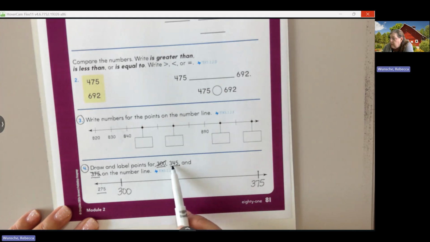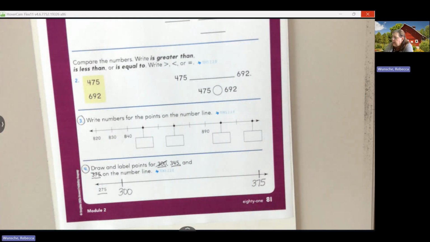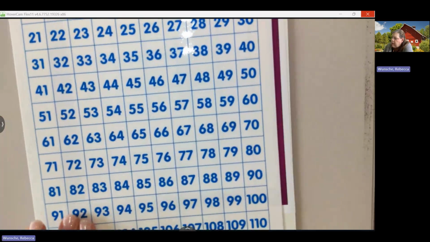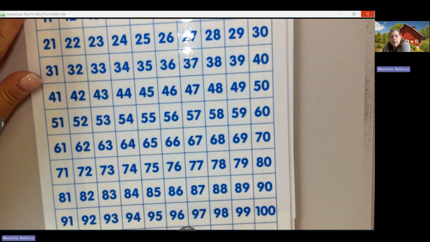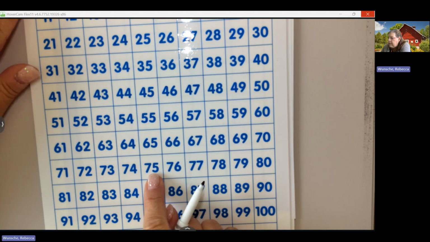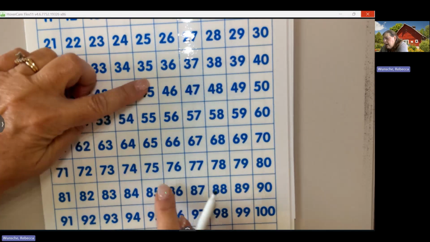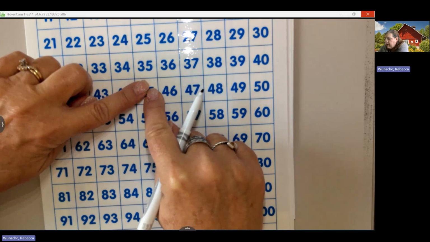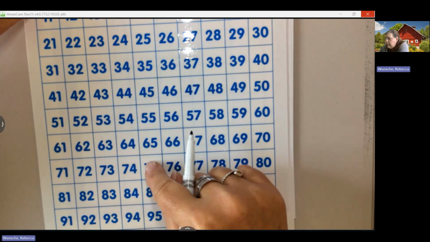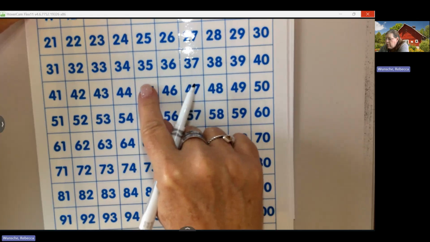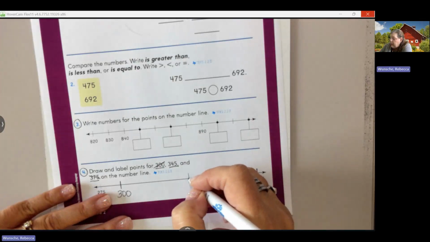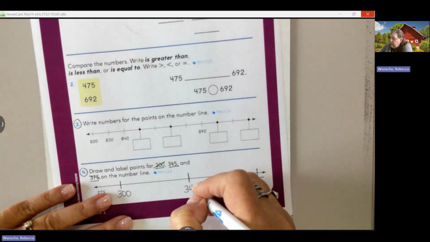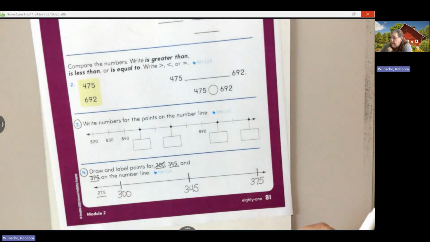Well, 345. Let's look at our number chart again. If we have our numbers here and we start at 0 and we're going all the way to 75, where's 45? I'm going to go over to here, I'm going to come up to here. It's somewhere in the middle between where I started and where I ended. It's in the middle of my number chart. So I'm going to do that for my number line as well. I'm going to put it somewhere in between those two numbers. 345 would live in this area right there.